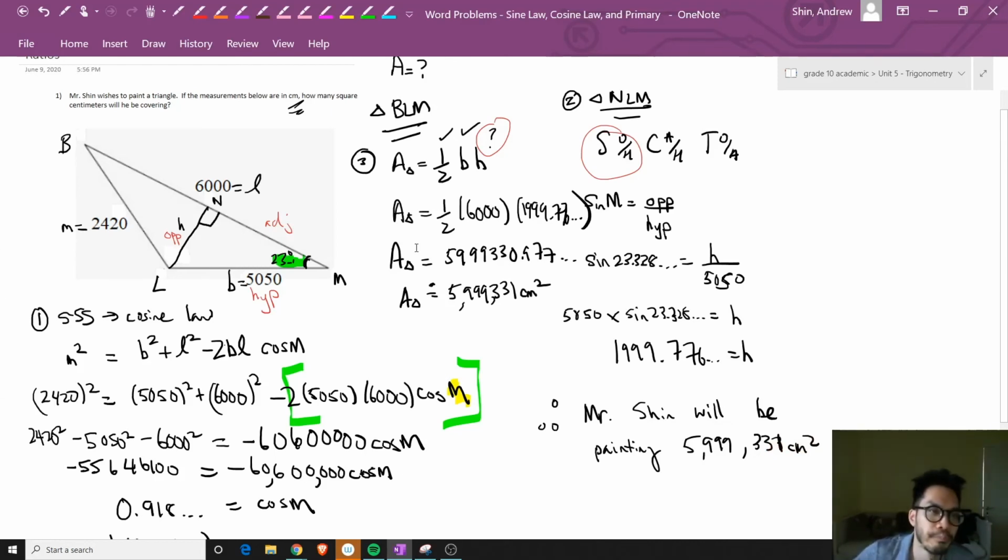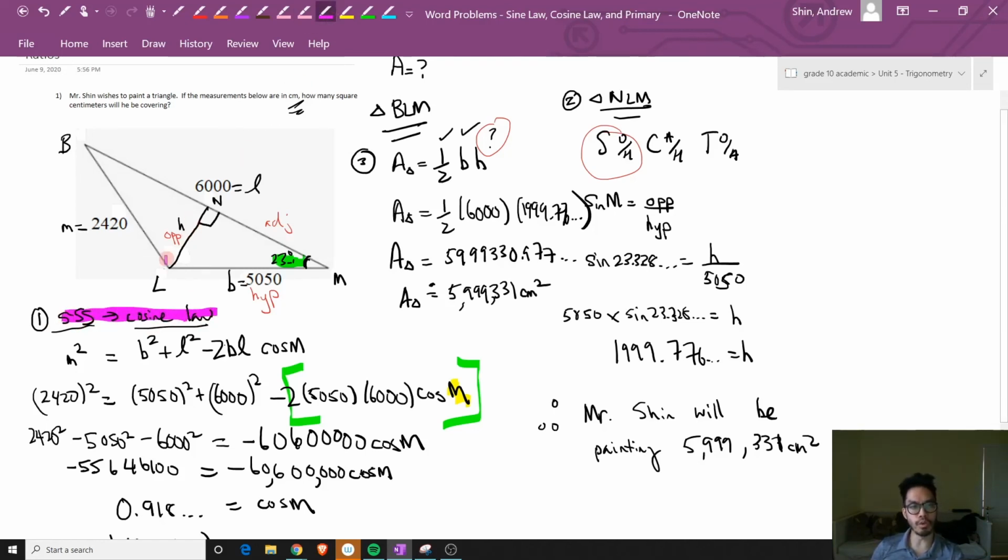Okay, so how did it start? Well, we started by identifying what they wanted. They wanted the area of the triangle. I wrote down the formula and figured out what I had and what I didn't have. We had the half, we had the base, but we didn't have the height of the triangle. So I drew in the height of the triangle, and after drawing the height, we made a plan as to how to get this height. We found out that we needed this angle here. And in order to find that angle, we understand that we were given a triangle that had side, side, side. So a triangle that's given side, side, side is cosine law.